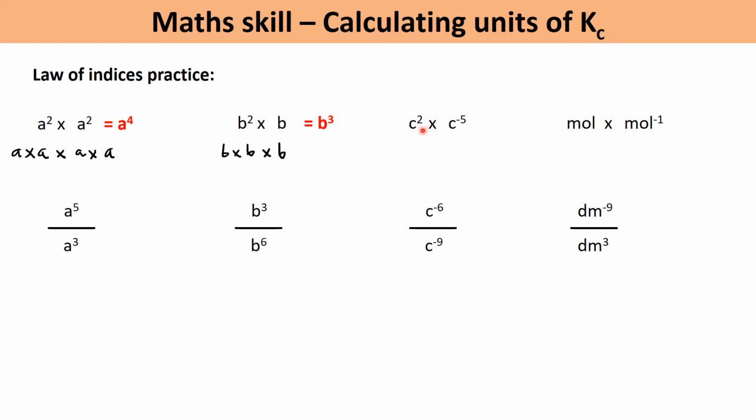Okay, so applying the same rules, c squared times c to the minus 5 is the same as saying c times c. Now when you multiply something by a negative index, you're essentially dividing it. So that's times c times c times c times c times c. Apologies for the handwriting. Now, when we divide a like unit, they cancel out. So now what we're left with is 1 over c times c times c, which is equal to c to the minus 3. Now there's a quicker way of getting there, which is essentially 2 plus minus 5 is equal to minus 3.